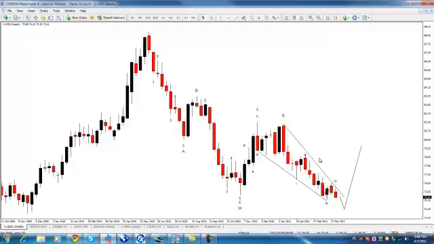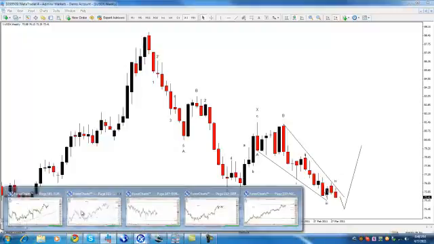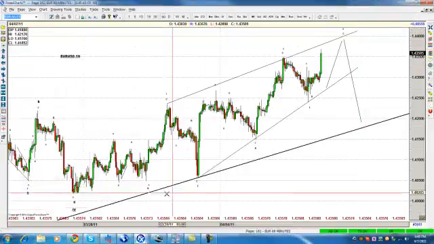Now, how are we gonna know that the reversal is taking place? When you see, guys, this trend line broken with a 5-wave move. That's all we need, guys. All right, so let's go to the individual pairs. We're gonna start with the euro.